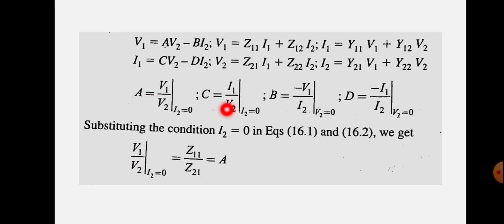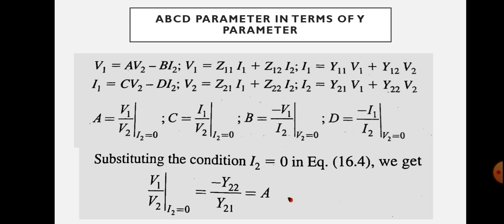Here ABCD parameter is this one. So first of all we have to substitute. In order to find the value of A, you have to substitute I2 equal to 0. Okay, let us see. ABCD parameter in terms of Y parameter, you are taking the primary equations for current and voltages, and here ABCD is given here. Starting from A, first of all you have to substitute I2 equal to 0 and you are utilizing this equation, okay, I1 and I2 equation, which is representing the short circuit admittance parameter equations.